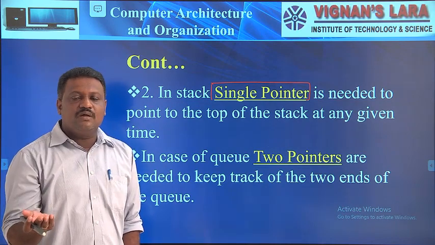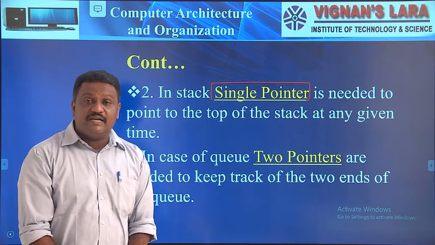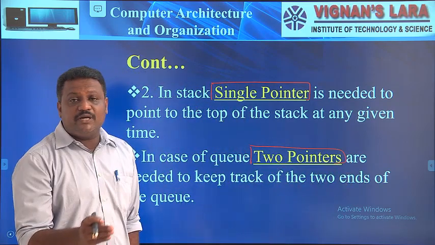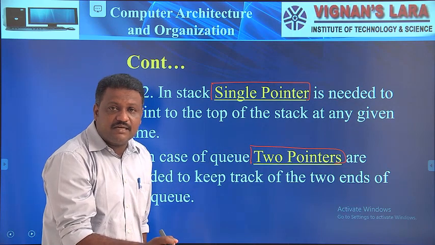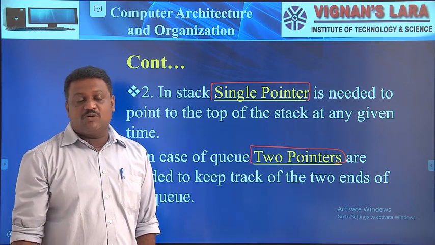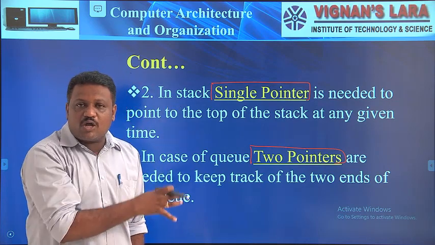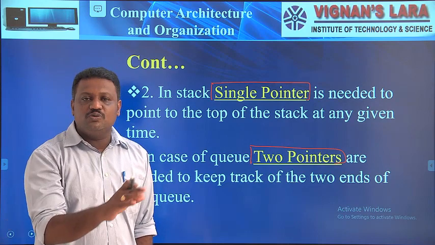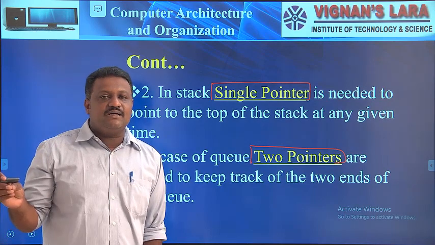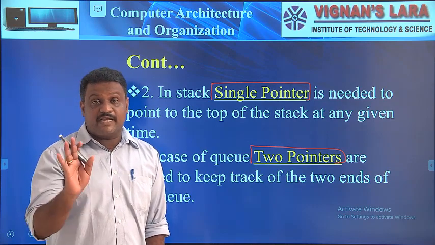But coming to the queue, its case is completely different, because at one end I was retrieving data, and at the other end I was adding data. So definitely here we need two pointers. One pointer points to the end where we are retrieving the data, and we need another pointer where we are adding the data. So what is the second difference? In a stack, we need only one pointer to keep track of all the locations of the stack. But in a queue, we need two pointers. One pointer points to the start where we are adding data, and another pointer points to the end where we are retrieving data. This is the second difference.